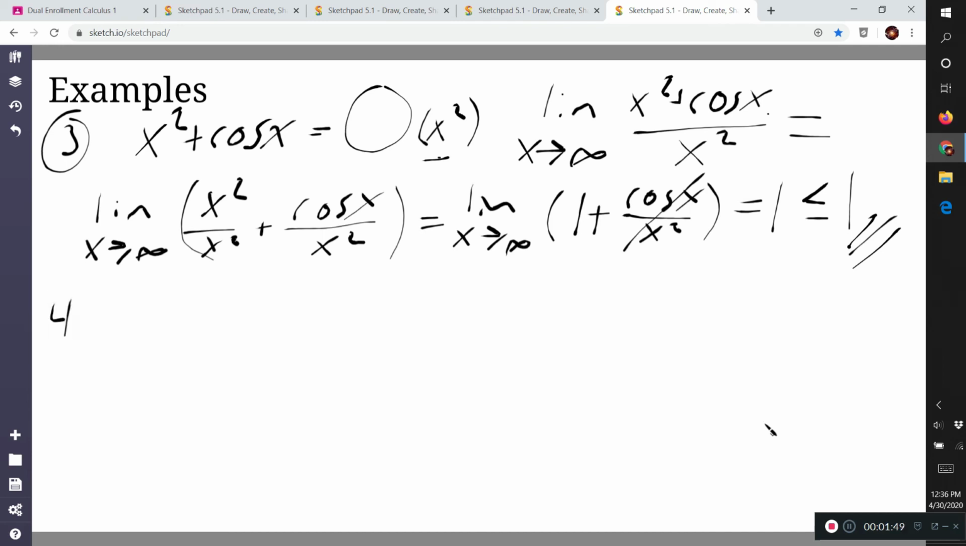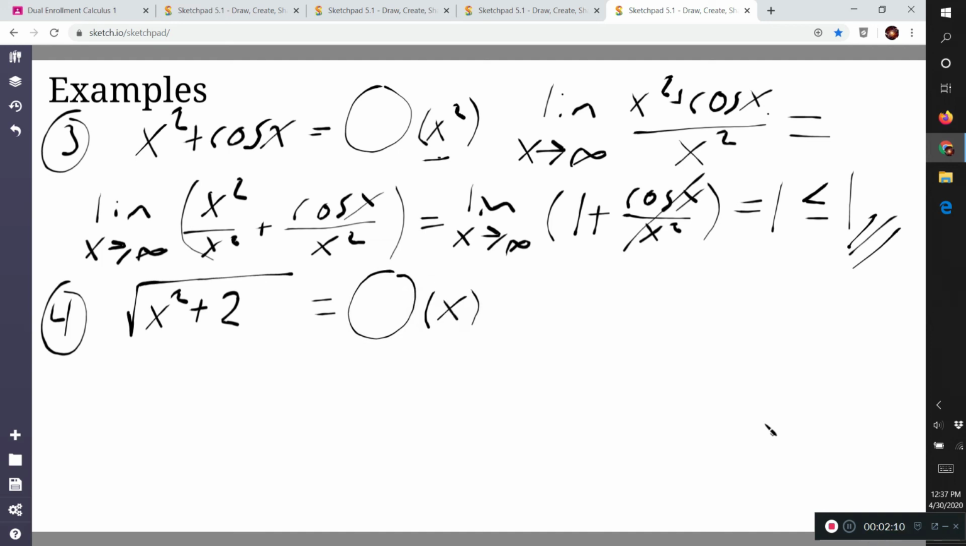So let's look at one more here. We're going to do something similar to a problem we've done in the past. Let's show that the square root of x squared plus 2 is big O of x. So when we do this, we're going to take the limit as x goes to infinity of root x squared plus 2 over x. And we're going to use a trick that we learned yesterday, which is to turn an x into the square root of x squared.